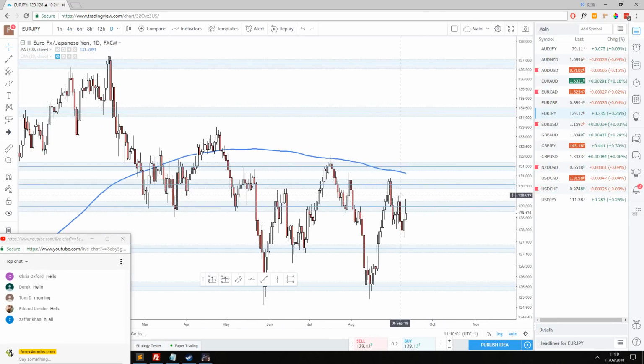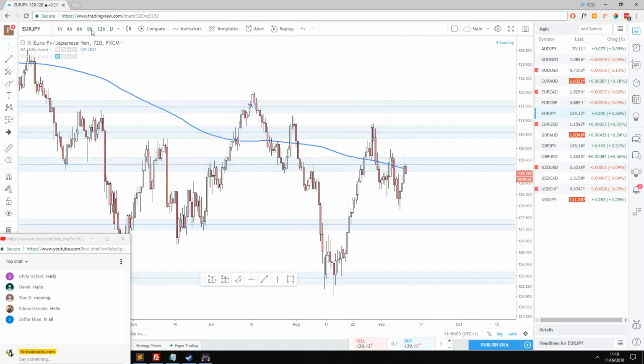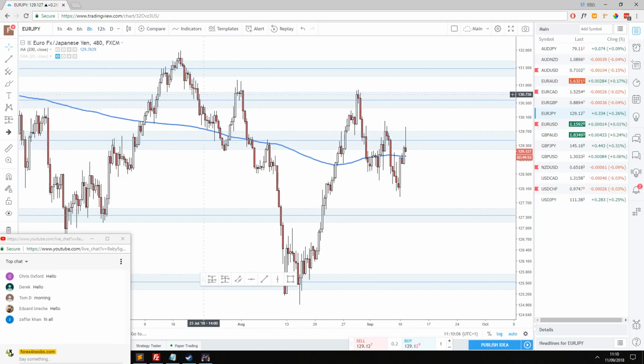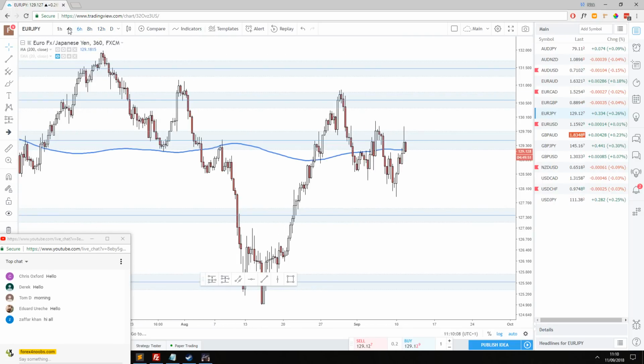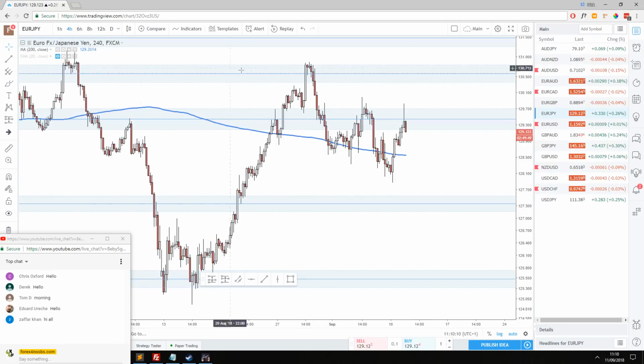JPY, bit of a reversal maybe, but I don't like it. I don't like it at all. Too messy. Prices stalling out all through this area in between here. Oops, wrong tool. Prices stalling out all through there. I'm not gonna short there. No thanks.